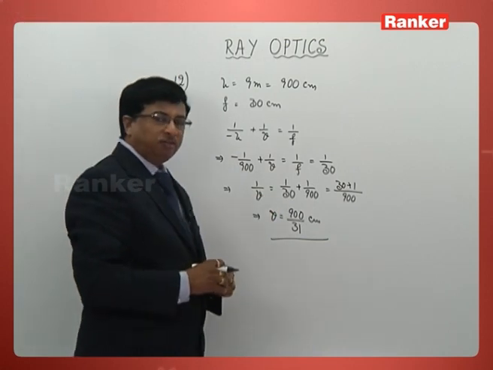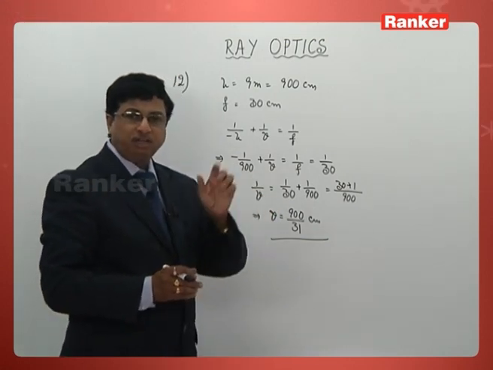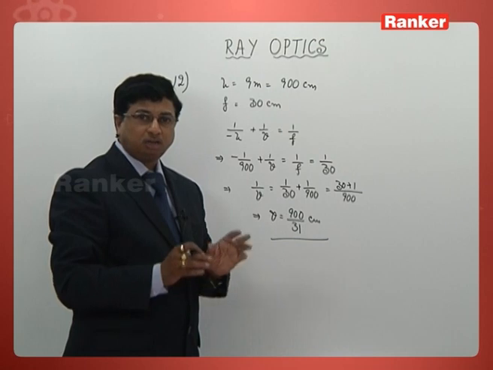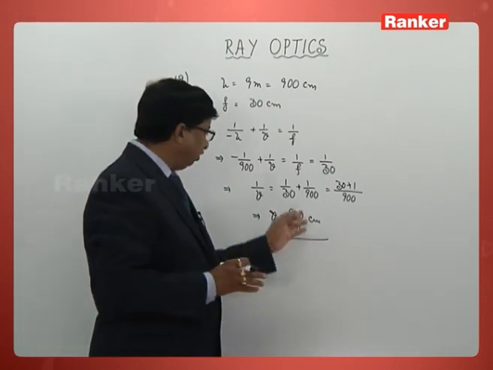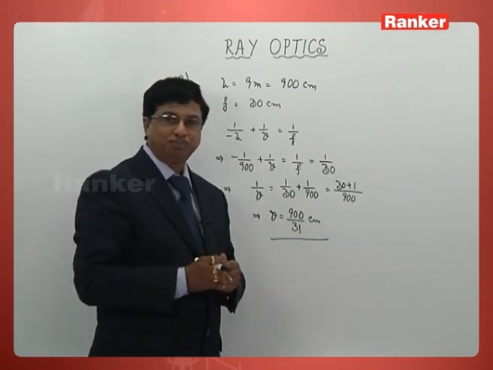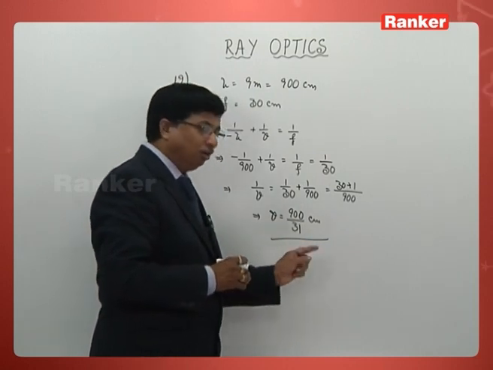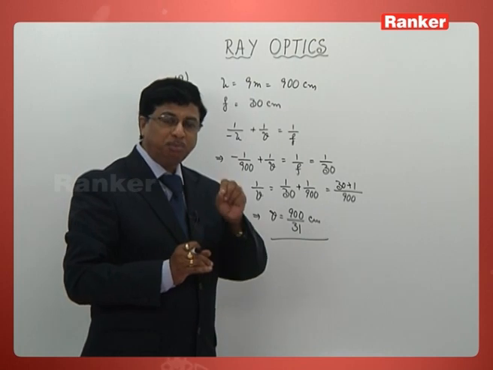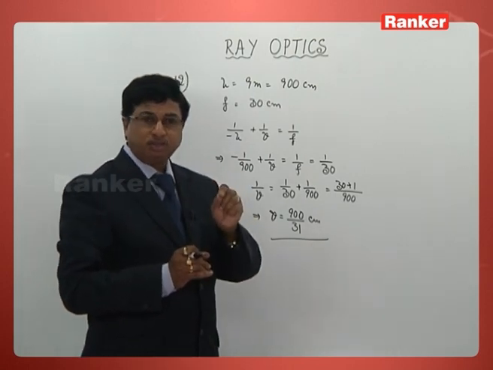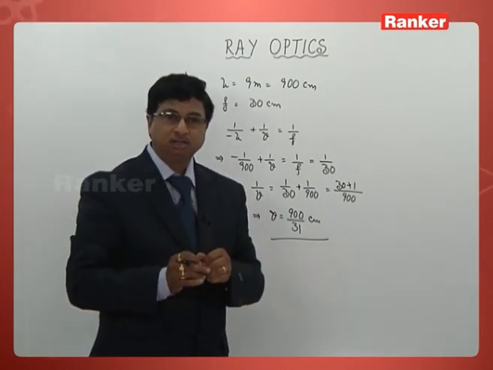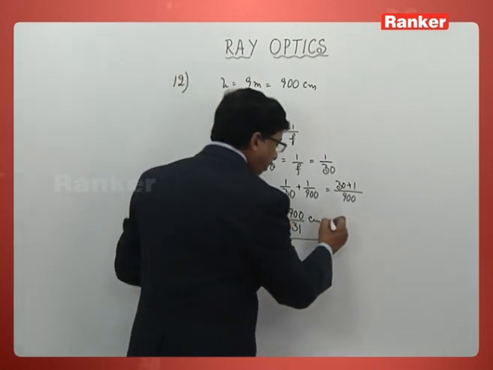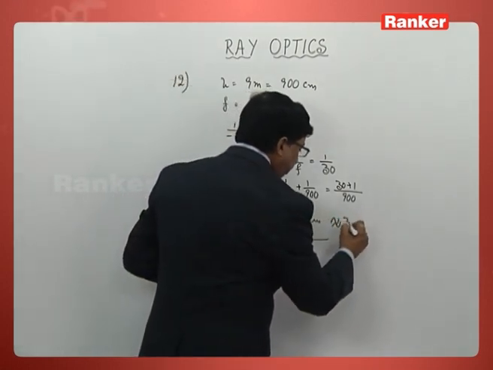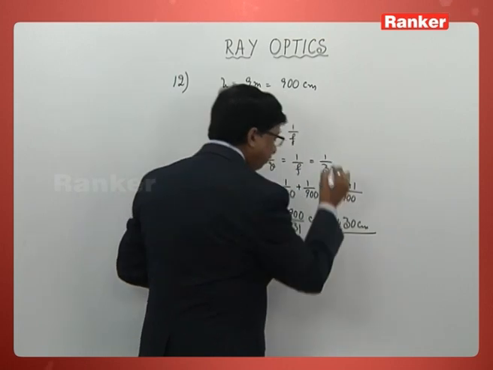900 by 31 certainly will be a little less than 30. Not much of a difference. Had it been 30, you would have got 30 centimeters straight away. Now it is 31, so we get 29.8 or 29.9 something like that. But in the problem, he is only asking you for the answer nearly. So nearly how much will it be? It will definitely be 30 centimeter only here.